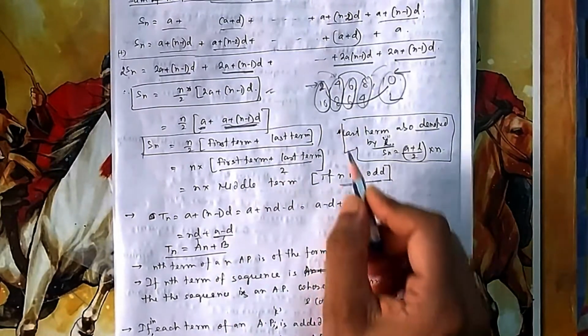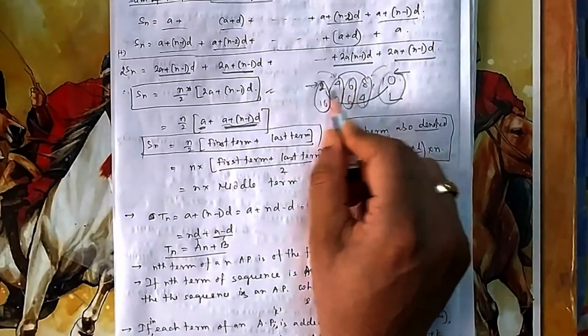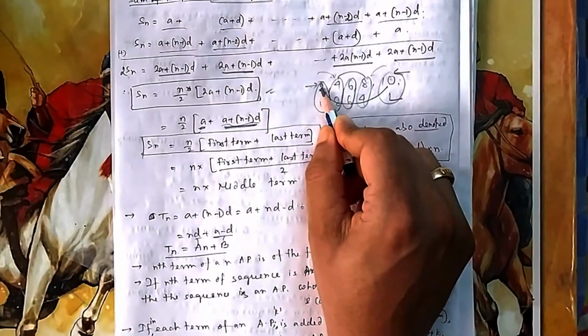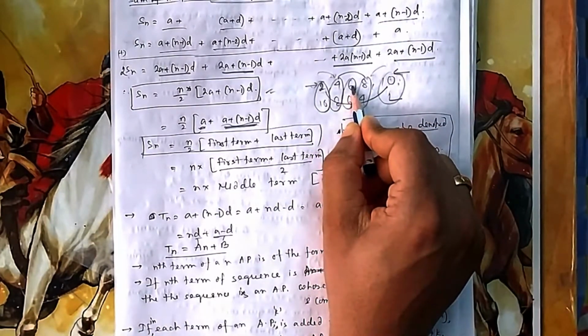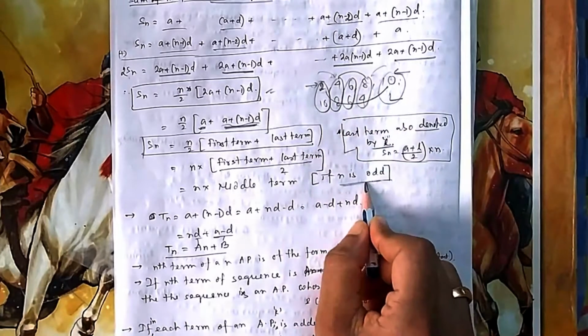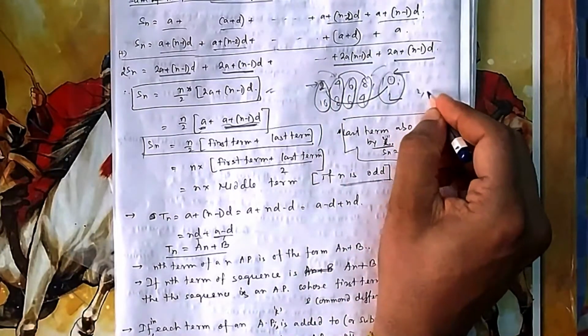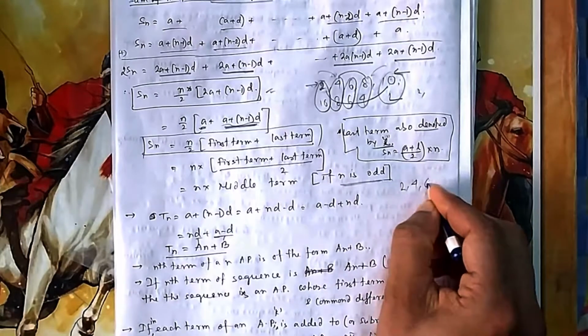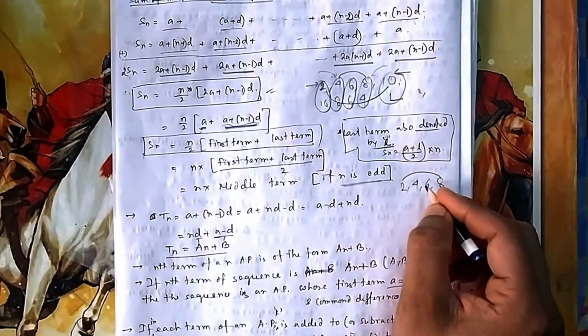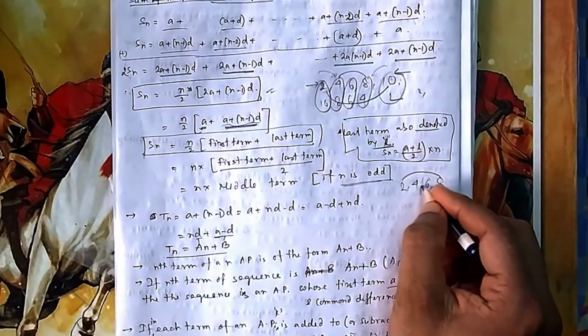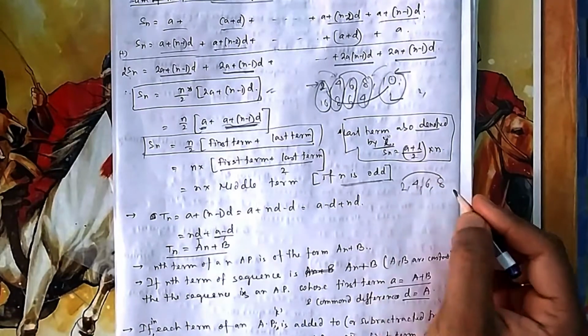If n is odd, you can see here, how many numbers have I written? 5 numbers. So first term plus last term 12 divided by 2 is 6. It is always the middle number. If it is even, then it will not be an existing number. Suppose I write 2, 4, 6, 8 only, then 6 plus 2 it will be 10. 10 divided by 2 is 5, which is not here actually, it is in between these two.